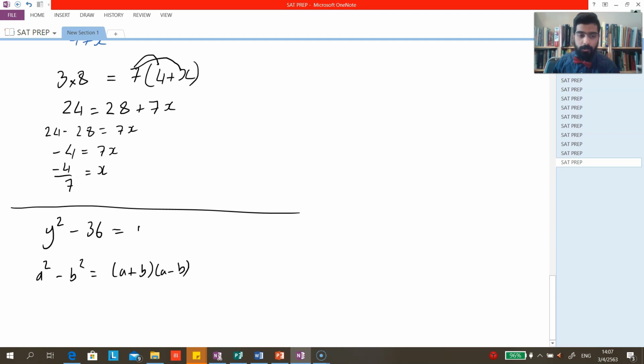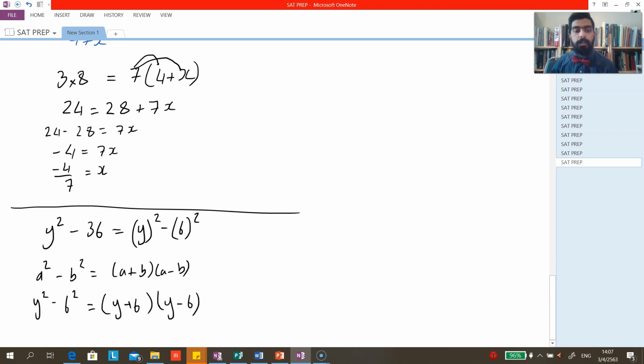We can write this as y to the power of 2, or y squared minus 36. We can also write it as 6 squared. Now if you take a look at this, we have it in this format. We have y squared minus 6 squared, which is equal to y minus 6 and y plus 6. You can swap how you write it, even if you write it as y plus 6 or y minus 6, the answer would be the same. Now let's do one more.